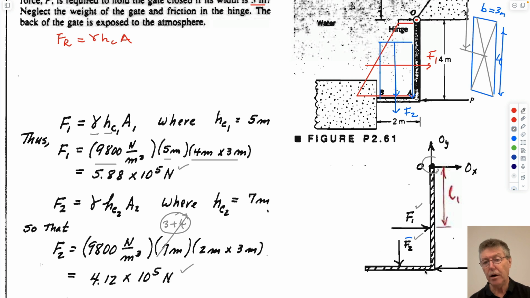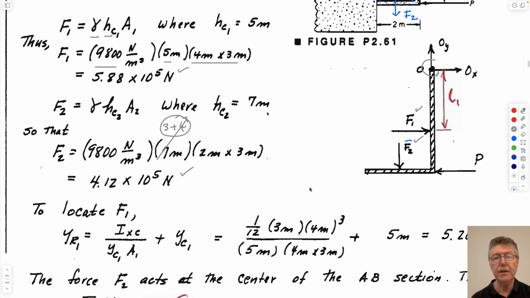F2 is a counterclockwise moment. F1 is also a counterclockwise moment, and P is a clockwise moment. And so we can write the expression: F1 times L1, plus F2 times L2, equals P times this distance, LP.